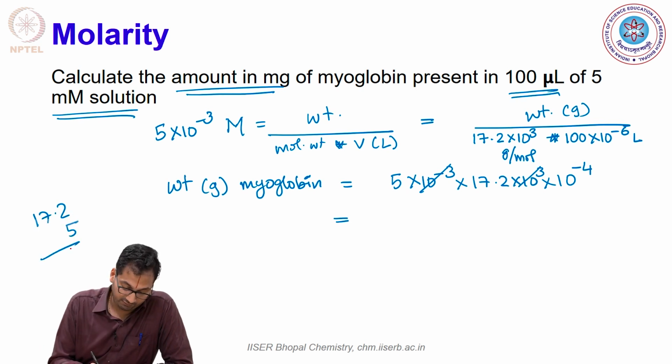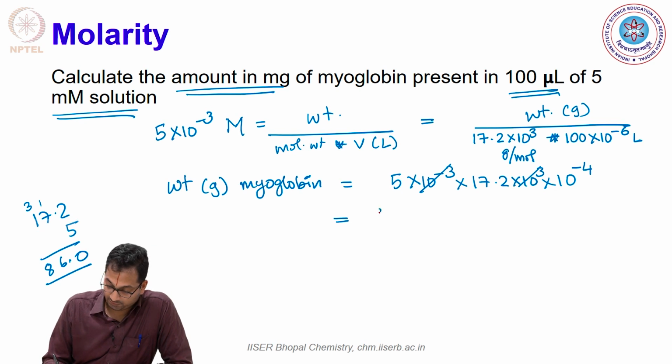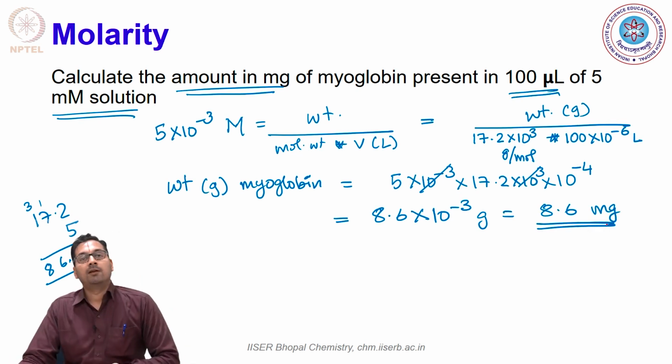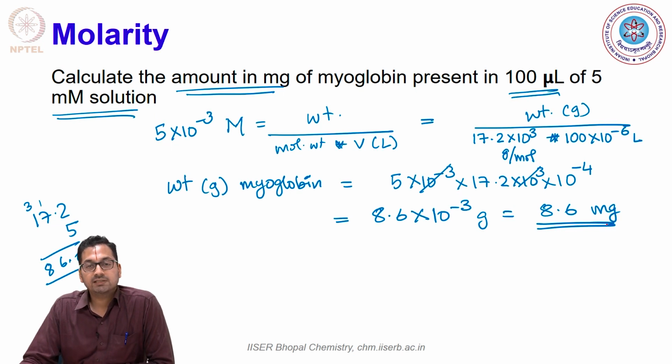So this is going to finally result in 17.2 times 5. So basically it's going to be 8.6 times 10 to the power of minus 3 grams, which is 8.6 milligrams. So basically if you dissolve 8.6 milligrams of myoglobin in 100 microliters of solution, you're going to finally end up with a 5 millimolar concentration of myoglobin.